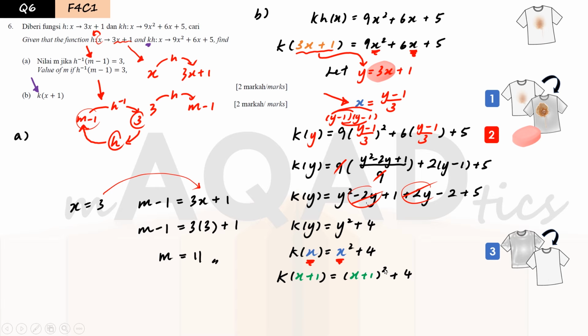Alright, so we need to square the value inside here, so it will become this value. Again, this is just to cross multiply, which is something like this. And then we simplify this, then we can get the answer. So it will be x squared plus 2x plus 5.